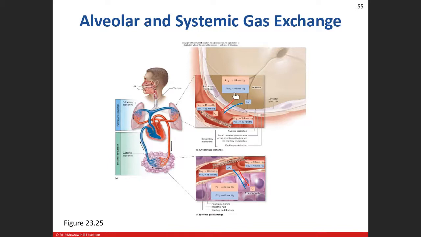So in the lungs here, in the pulmonary circulation, here's the alveolus, here's the pulmonary capillary. Look at the partial pressure in the alveolus, 104 millimeters of mercury. Look at the partial pressure of oxygen in the capillary. What's that number? 40. So which direction, when we're dealing with pressure gradients, does the oxygen want to move? Where does it want to go? Does it want to go from the lung into the blood or from the blood into the lung?